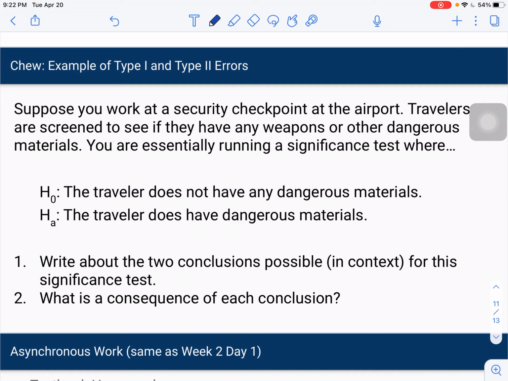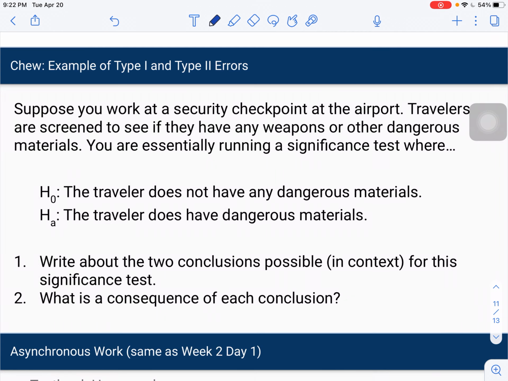All right, so go ahead, pause the video, do a little bit of writing. So what would be the conclusion of both a type 1 and type 2 error, and then what would be a consequence of each. Okay, so go ahead, pause, and do your writing. All right, welcome back, good work.